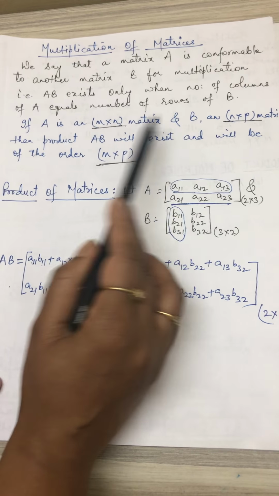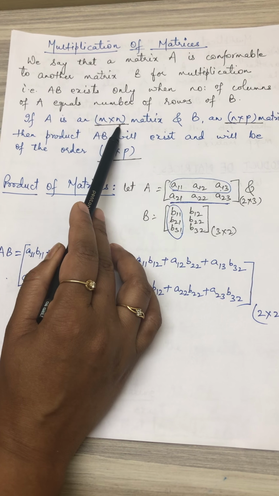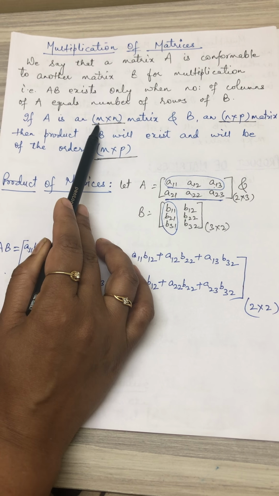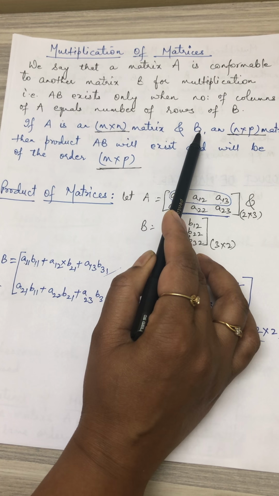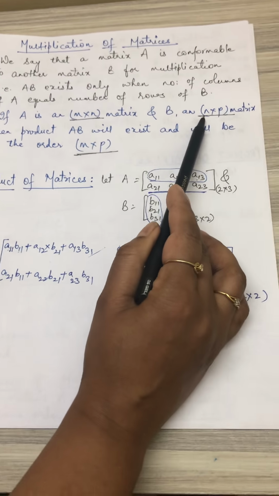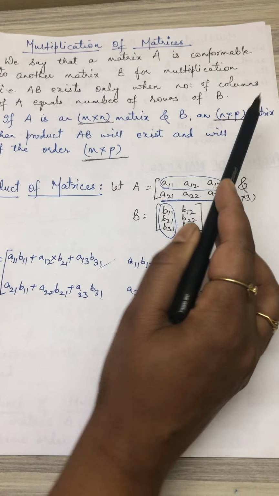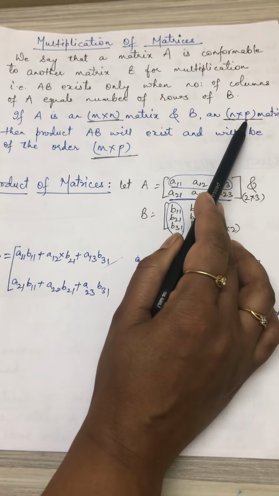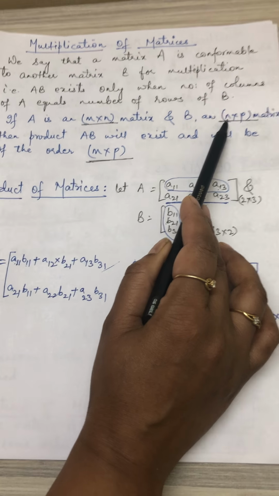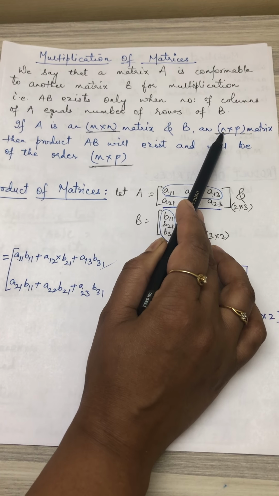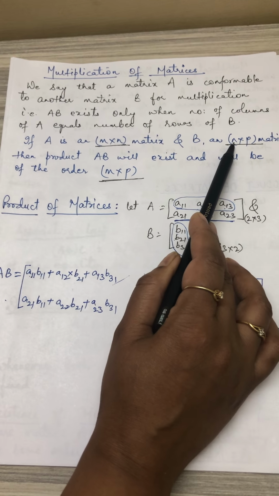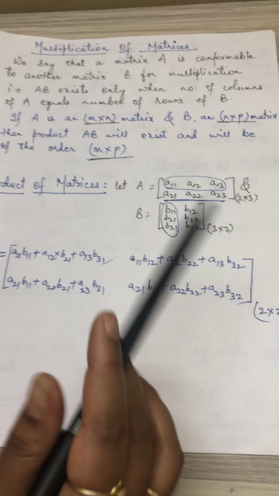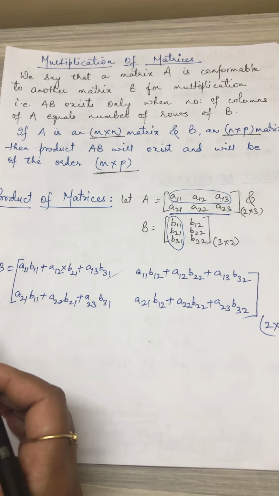Here you can clearly see that A is an m by n matrix. That means there are m rows and n columns. Matrix B is an n by p matrix, which means n rows and p columns. So the number of columns of A is n and the number of rows of B is n, which are equal. Hence we will be getting the product AB. Product AB will exist. Now we will learn how to multiply matrices.